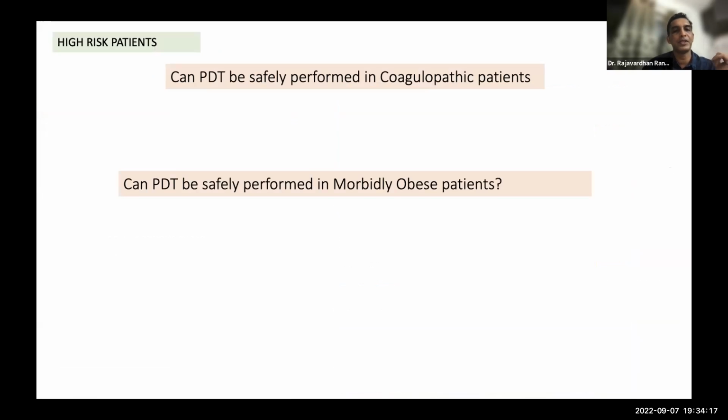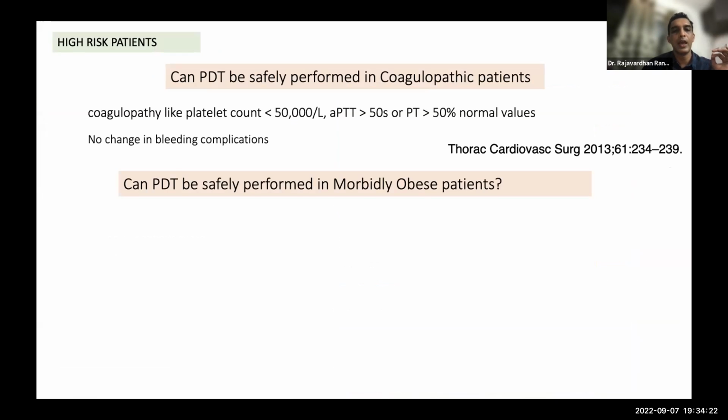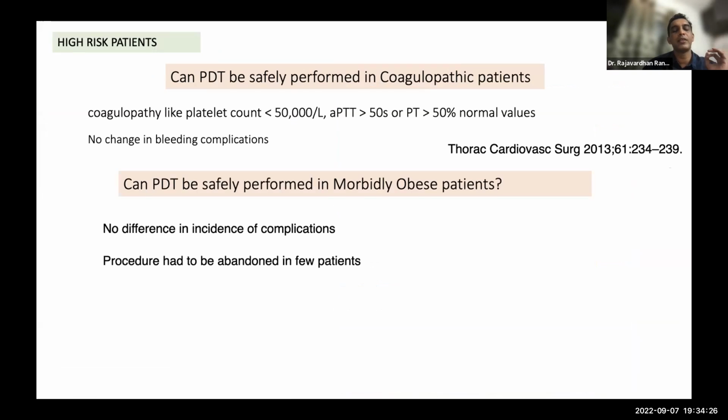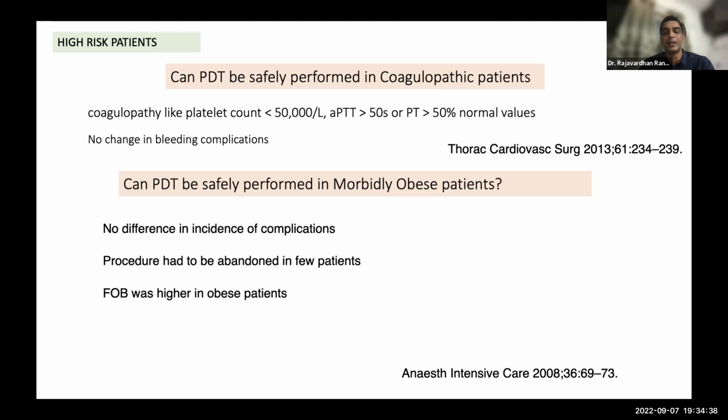Okay. High-risk patients, basically, by high-risk patients I refer to coagulopathy and morbidly obese patients. Here they found that it can be safely done in both, but in case of morbidly obese patients, usually people preferred the FOB guided procedure. But some of the time it has to be abandoned because they are not successful in doing the procedure. So invariably, some of them will get translated into surgical tracheostomy in case of morbid obesity.